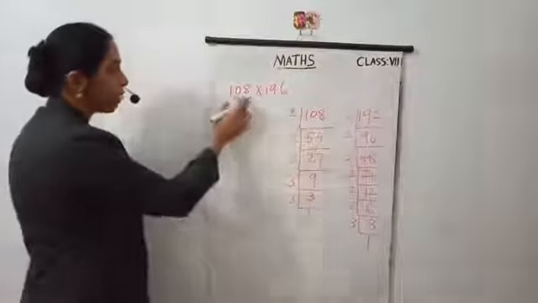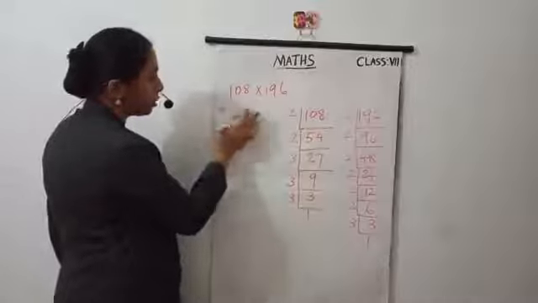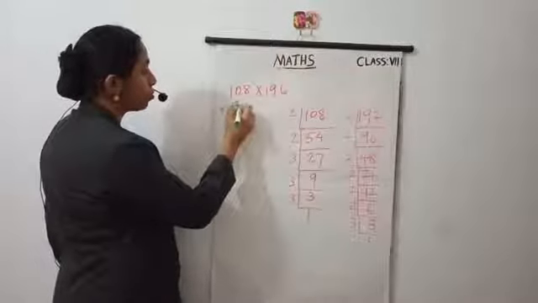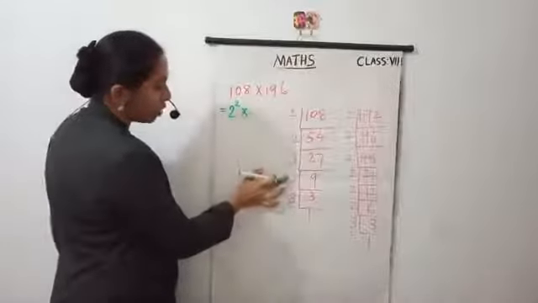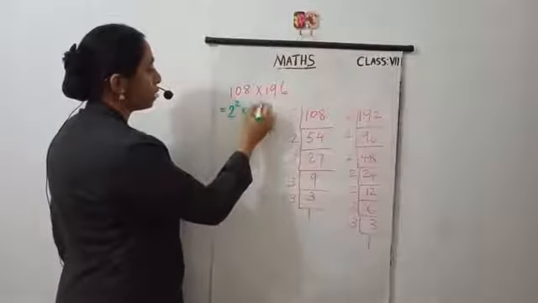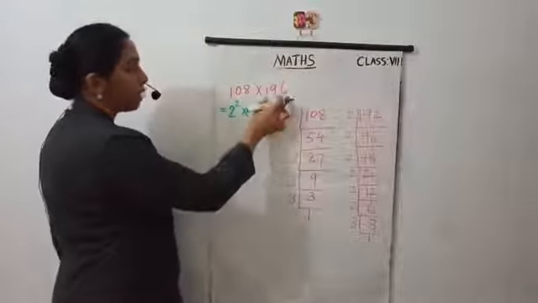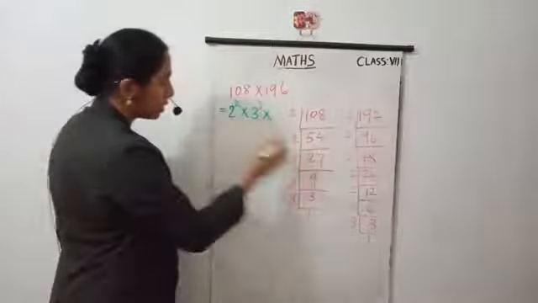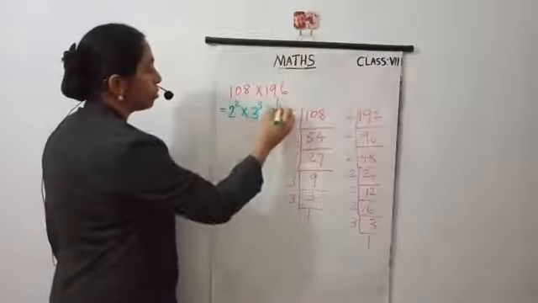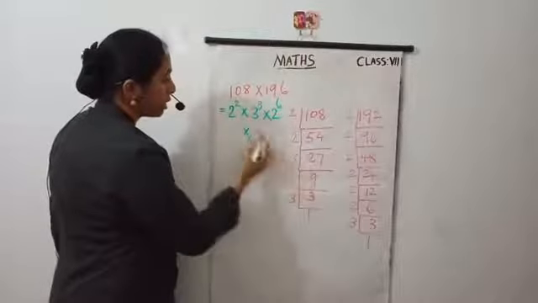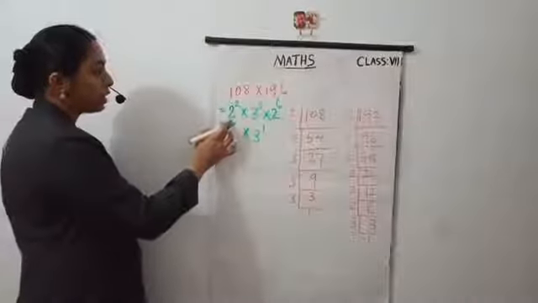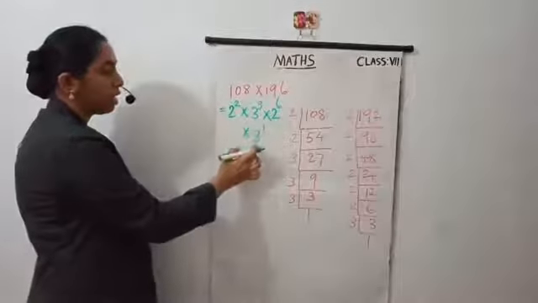Okay. So 108 is equal to 2 into 2 into 2, 2, so 2 raised to 2 into 3, 3, 3, so 3 raised to 3. And 196 is 2 into 2 into 2, 2, 2, 2, so 2 raised to 6, into 3, here only one, so 3 raised to 1. Now consider here 2 and 2, here 3 and 3.